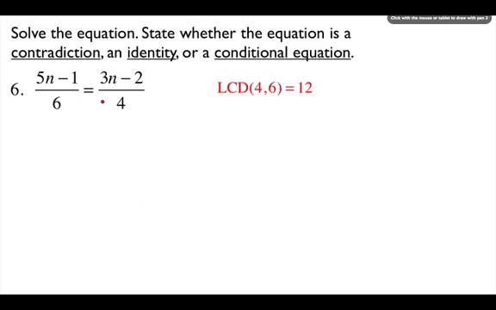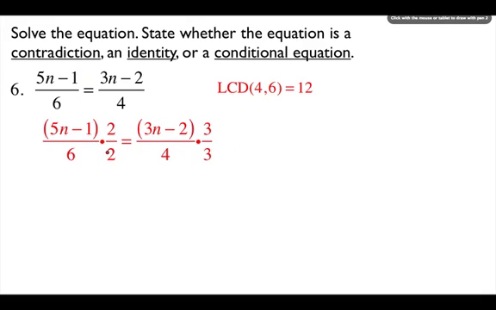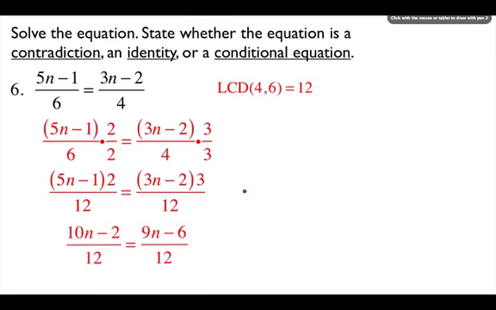So I'm going to make every single denominator a 12. So I multiply top and bottom by 2 on the left hand side, top and bottom by 3 on the right hand side. 6 times 2 is 12, 4 times 3 is 12, and then I leave this just the way it is. My next step is basically to distribute, and this is what I get on my numerators without the parentheses. And again, on both sides I am dividing by 12.